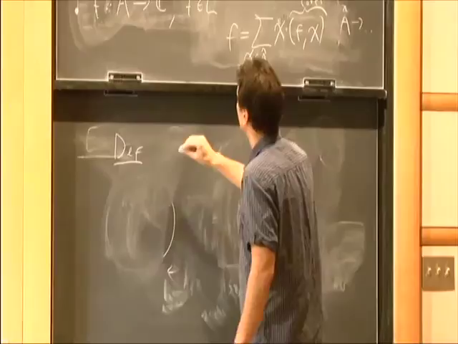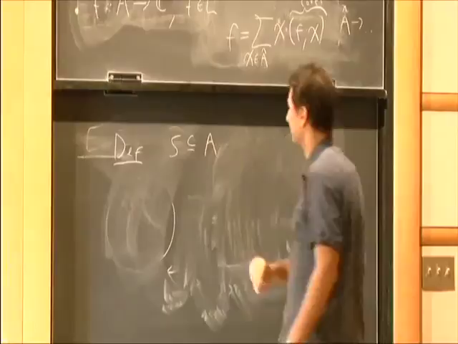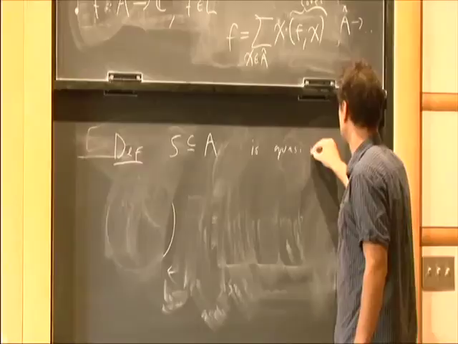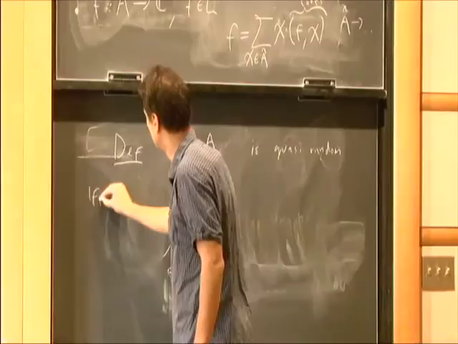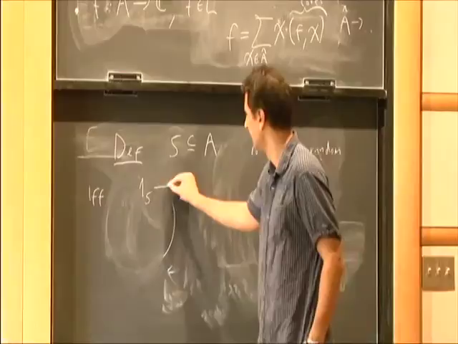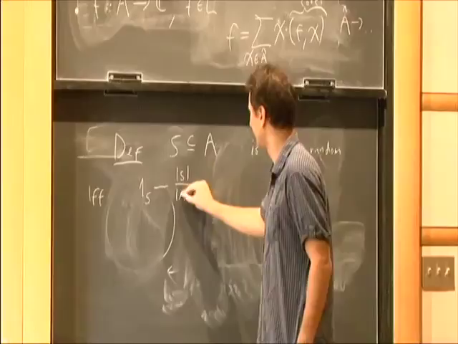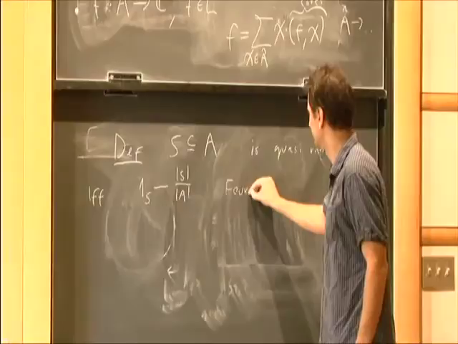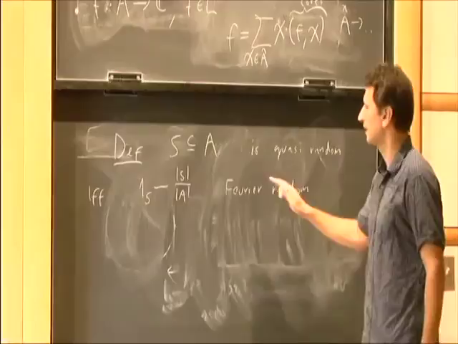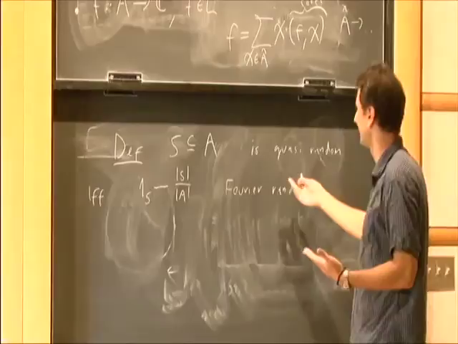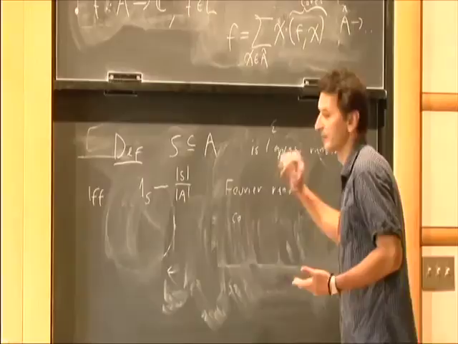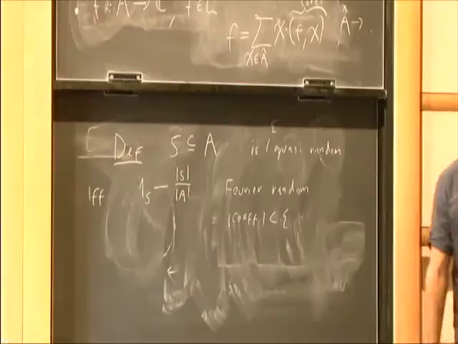Say that S, a subset of A, is quasi-random if the following is true. You take the characteristic function of S, and then you subtract the density of S in A, that constant function which just takes the density, then this is Fourier random. That means that all the coefficients are small. You can talk about epsilon quasi-randomness. It's epsilon quasi-random if all the Fourier coefficients are at most epsilon. Okay, so what can we say about random subsets of abelian groups in this sense?